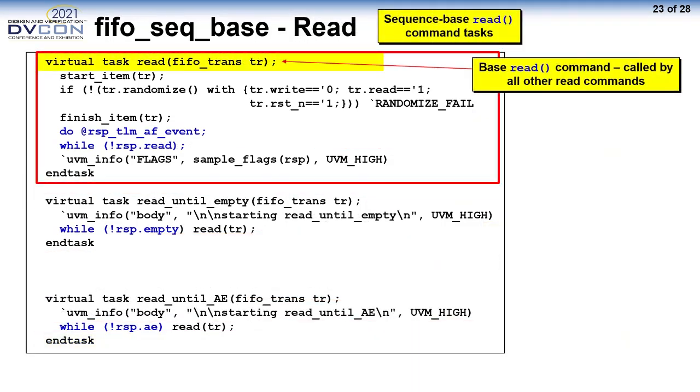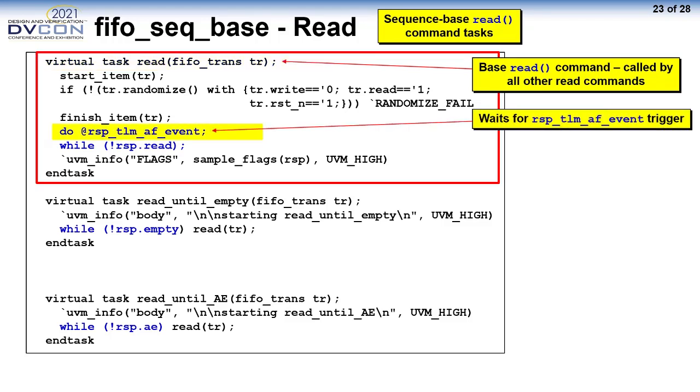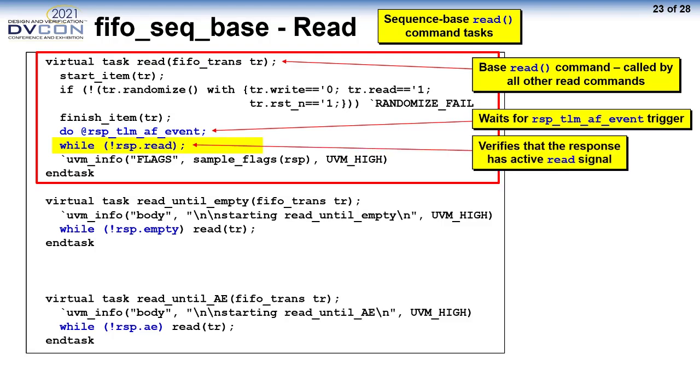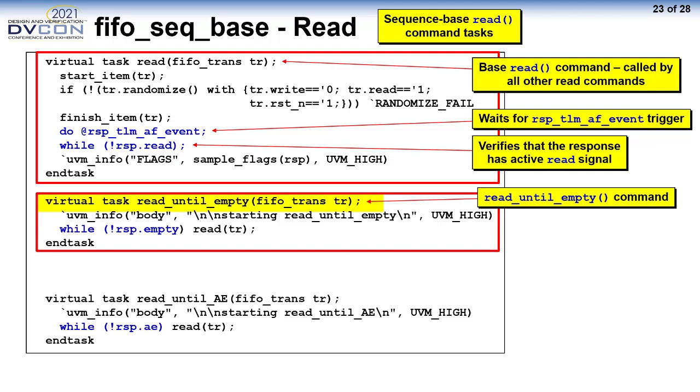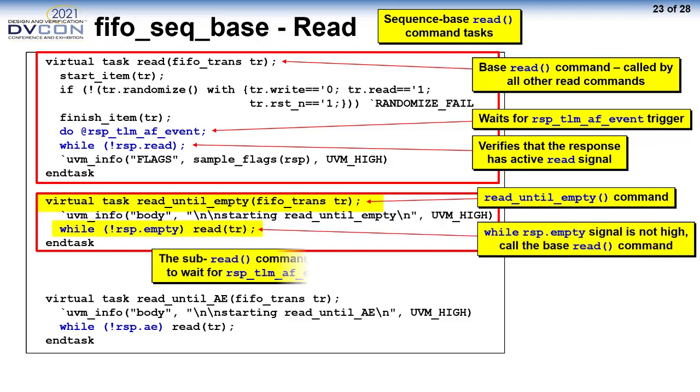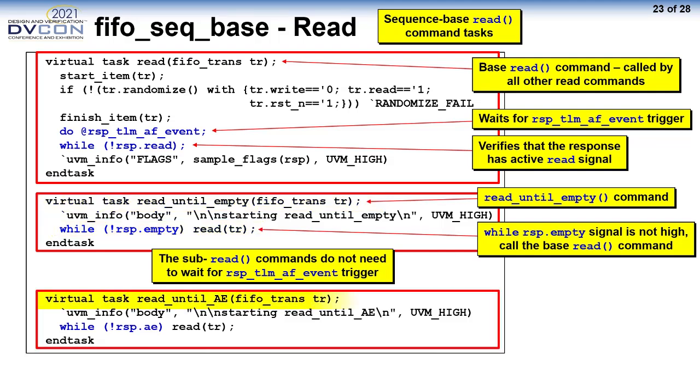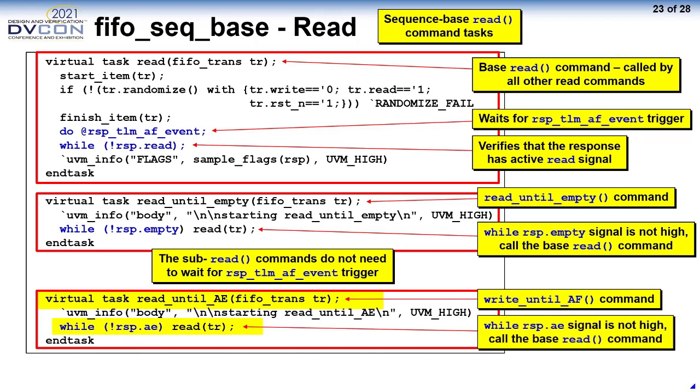Similarly, there is a base read command task that will be called by the other read commands. The base read command waits for the response trigger and keeps looping while this is not a recognized read command. The read until empty command task continues to call the base read command while the FIFO response empty flag is still low. And just like the subwrite commands on the previous slide, the subread commands do not need to wait for the response trigger. And the read until almost empty command task continues to call the base read command while the FIFO response almost empty flag is still low.